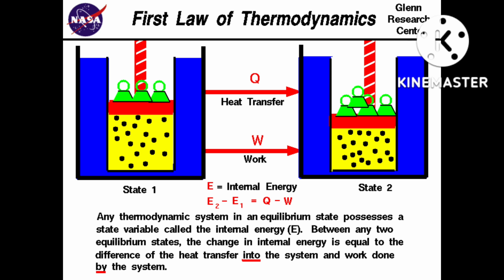And here I want to tell you, this is called the first law of thermodynamics. Mathematically it is called the first law of thermodynamics. The energy of an isolated system is constant. It is commonly stated as the law of conservation of energy: energy can neither be created nor be destroyed. Only transformation can take place from one form to another form.